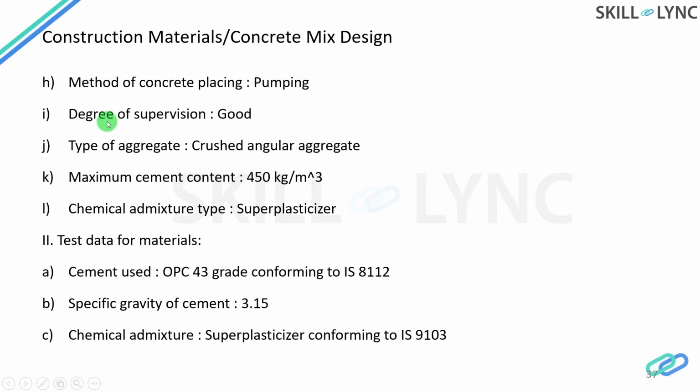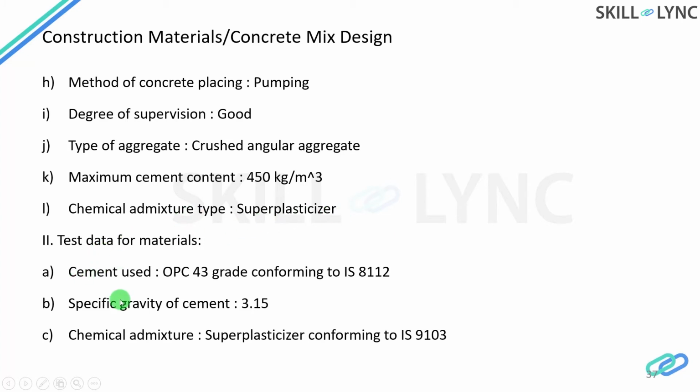So next, the method for concrete placing is by pumping. Degree of supervision is good and the type of aggregate used is crushed angular aggregate. This is an important criterion to be considered for this mix design. The aggregate should be of angular type. And the maximum cement content is 450 kg per meter cube. The chemical admixture I have used here is superplasticizer.